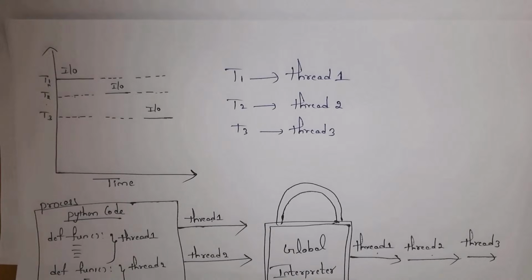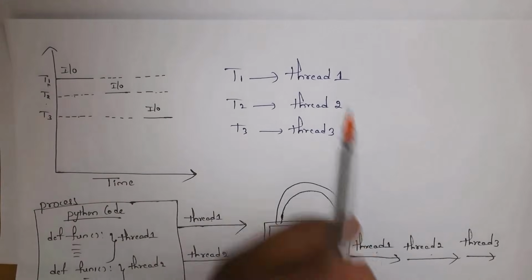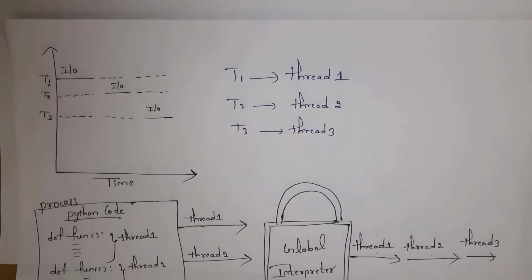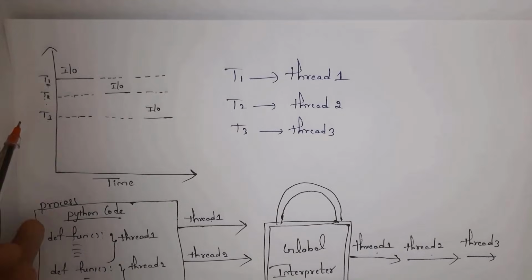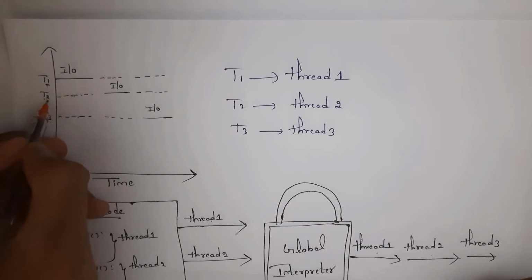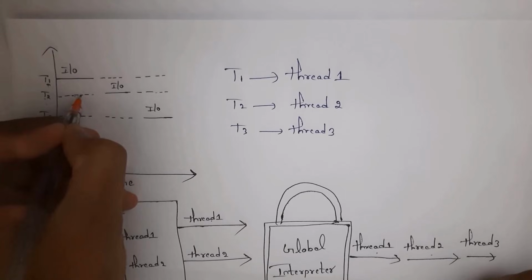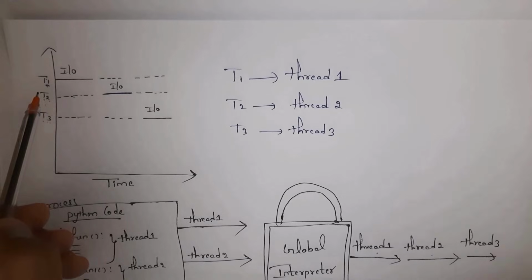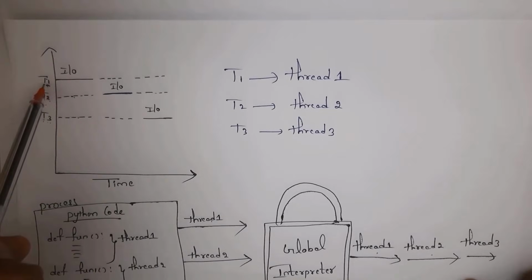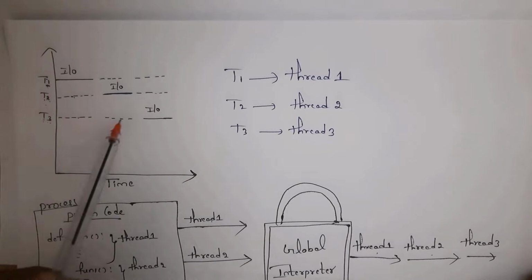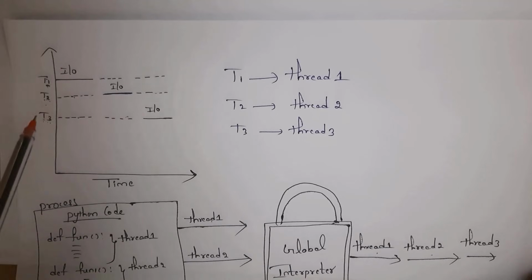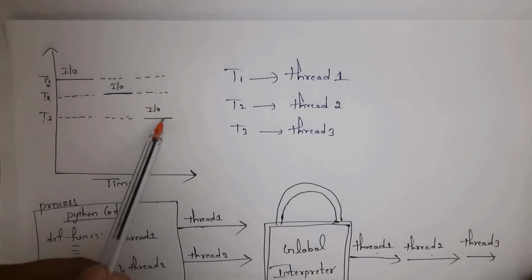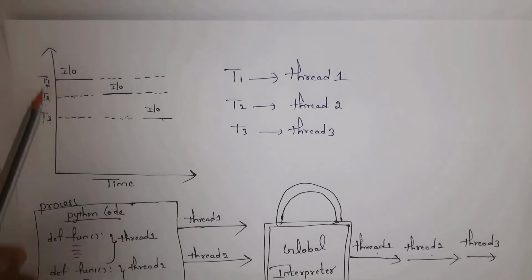This is another diagram. T1 stands for thread 1, T2 stands for thread 2 and T3 stands for thread 3. Whenever we execute T1, the Python interpreter will apply a global lock on T2 and T3. So I am representing T2 and T3 with a dashed line. Similarly, whenever it executes T2, the Python interpreter will apply a global lock on T1 and T3. So I am representing T1 and T3 with a dashed line. And similarly, whenever it executes T3, the Python interpreter will apply a global lock on T1 and T2.